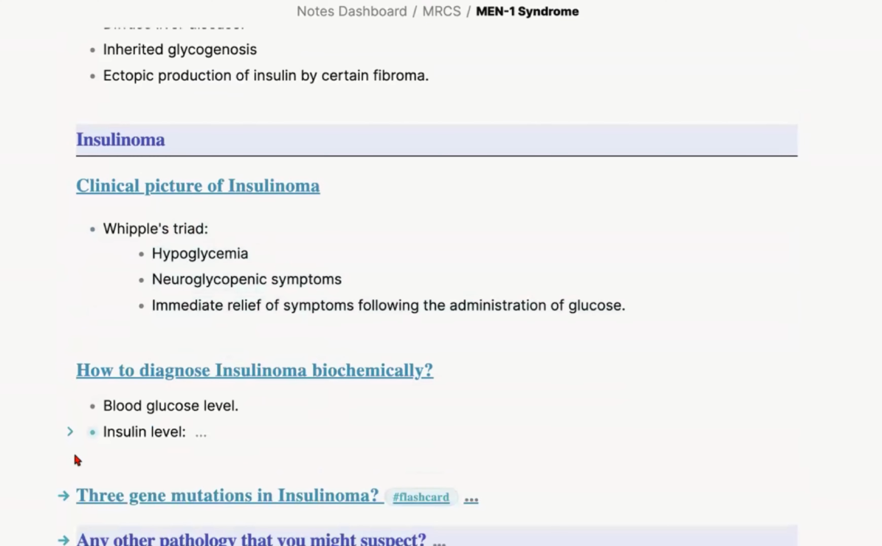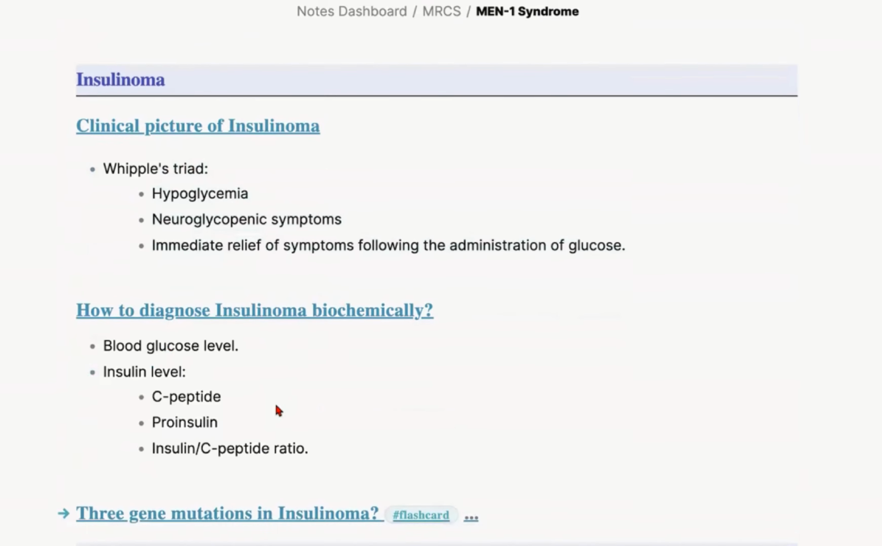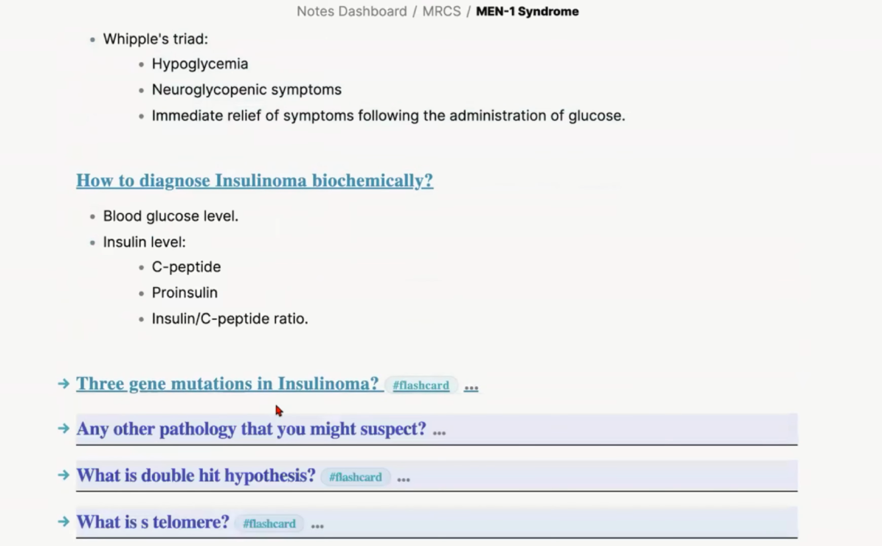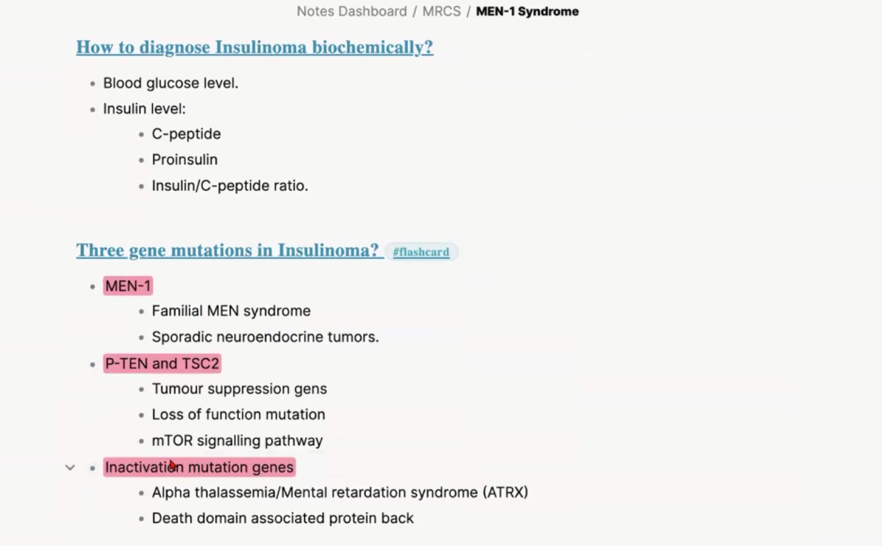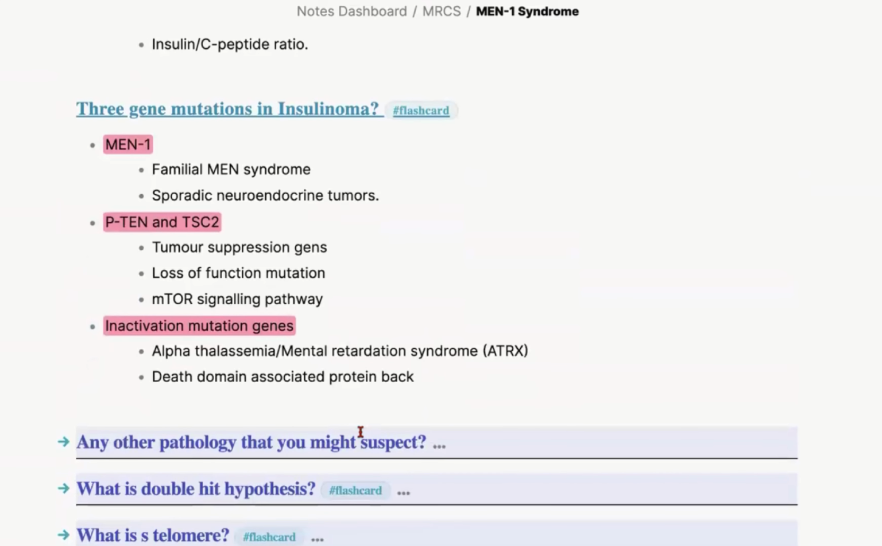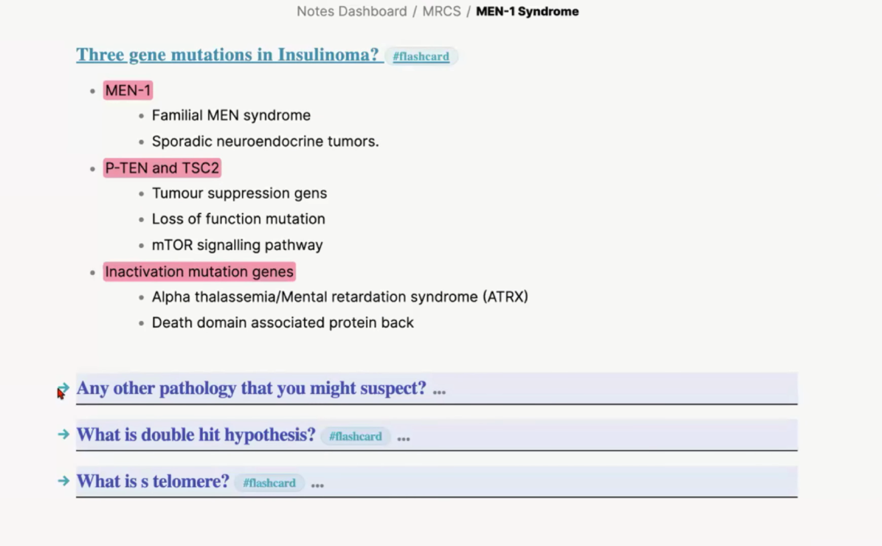What are the 3 gene mutations you can see in insulinoma? So the 3 gene mutations we will see is menin gene, which we see in multiple endocrine neoplasia type 1, loss of function of basically tumor suppressor genes like PTEN and TSC2, and DAXX and ATRX genes as well. Well done. Any other pathology that you might suspect in this patient? So this patient is having MEN1, so we will suspect this patient having a pituitary adenoma as well. Not necessarily. It's something that you suspect. It doesn't mean that they have it.